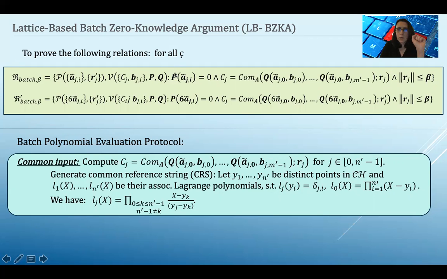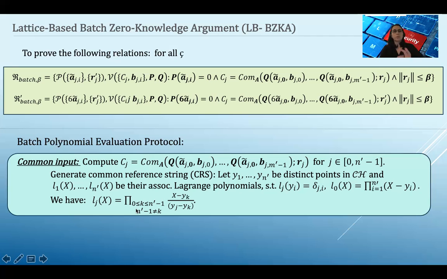So the relation which needs to be proved is that the evaluation of P in this masked vector AJI tilde should be 0, and the commitments CJ are the corresponding commitments of Q evaluated in AJI tilde and BJI with the corresponding randomness RJ. And in the same way, the relaxed relation is defined.